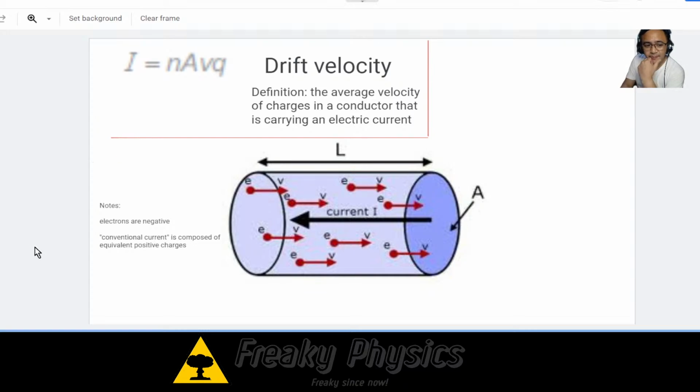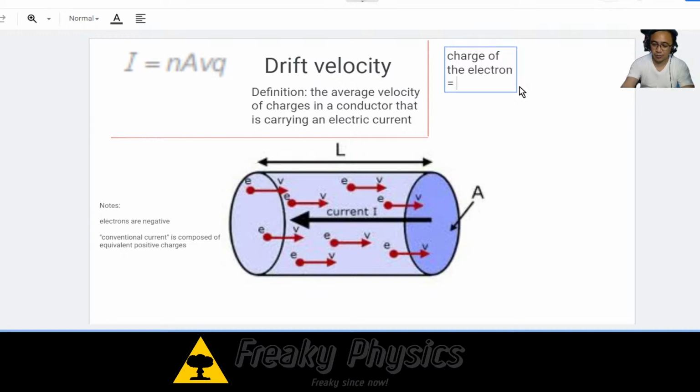Do you recall the charge of an electron? Let's put that here. The charge of the electron, that's the elementary charge. That's going to be 1.6 times 10 to the minus 19 coulombs, right?